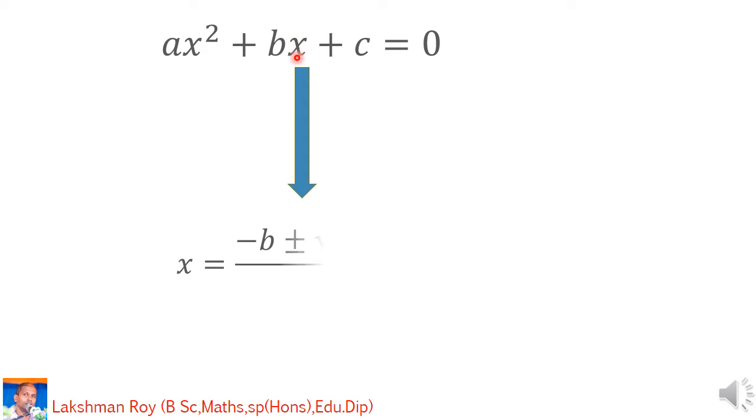x is equal to minus b plus or minus the square root of b² − 4ac, the whole thing divided by 2a, right? So you know the meaning: a is the coefficient of x², b is the coefficient of x, and c is the constant term, right? So by remembering this formula, you can find the solution here. Plus or minus, then you get two solutions.